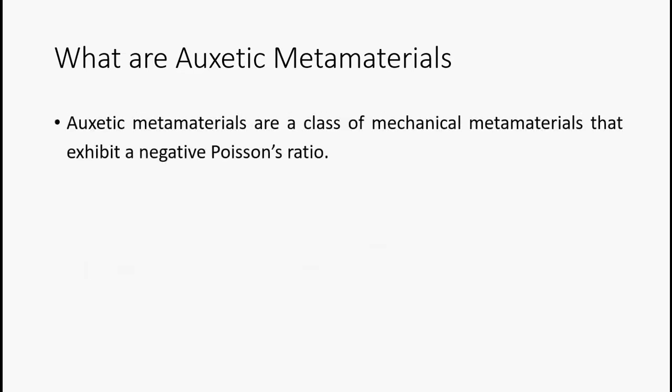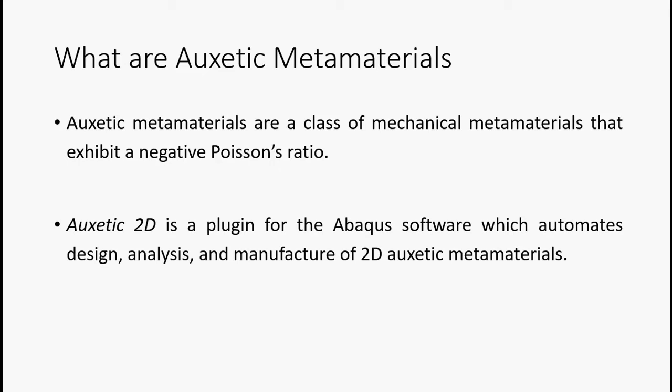Auxetic metamaterials are a class of mechanical metamaterials that exhibit a negative Poisson's ratio, that is, they expand when compressed and contract under tension. Auxetic 2D is a plugin for the Abaqus software which automates design, analysis, and manufacture of 2D auxetic metamaterials. In this video, we will present the software's capabilities using an example.